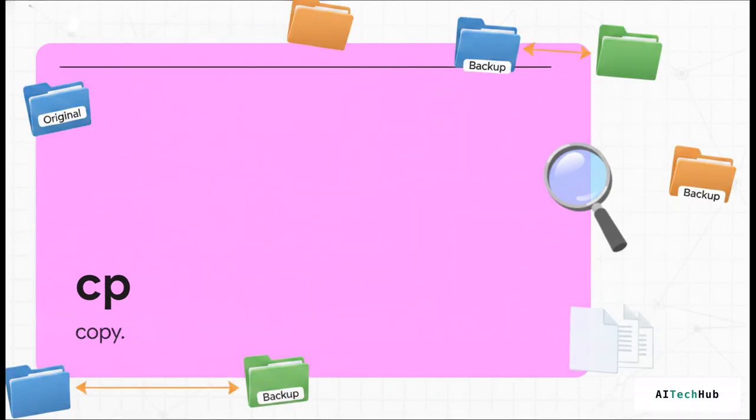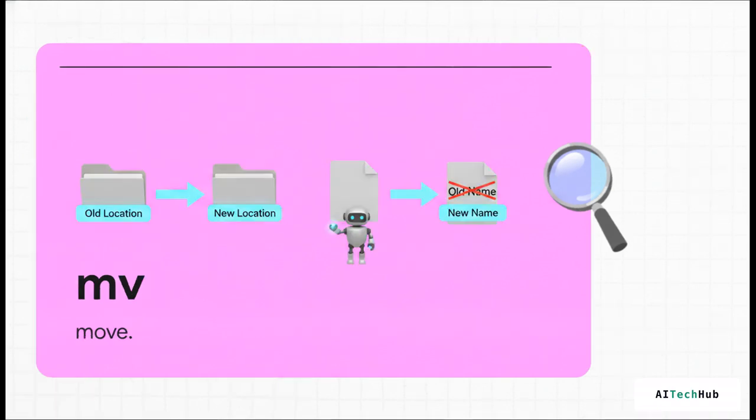Let's move on to how we handle those files once they actually exist, starting with CP. This one is super straightforward. It means copy. You use this to duplicate files or entire folders safely without altering the original. And let me tell you, this is an absolute lifesaver when you want to back something up before you start messing around with it. Then we have MV, which stands for move.